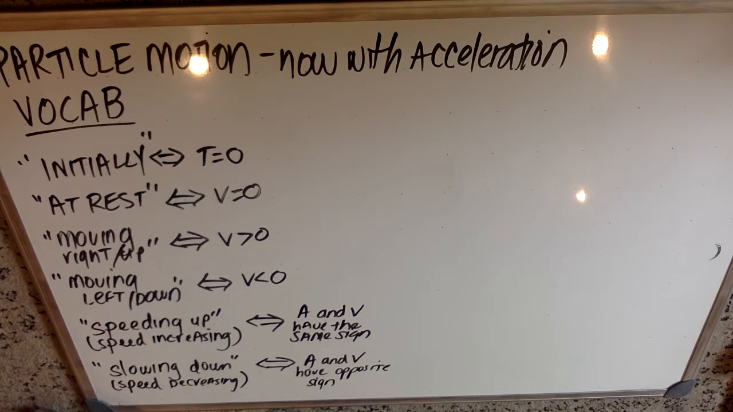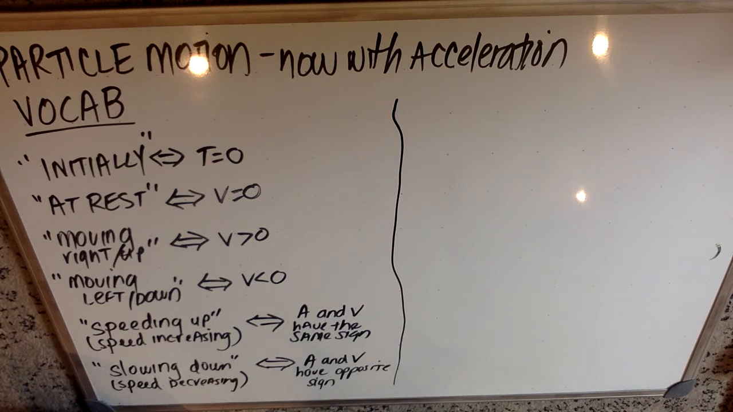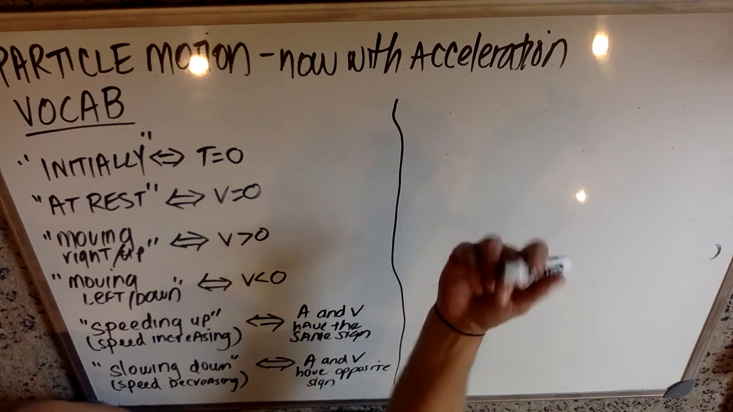Hopefully I'll remember at the end to address what speed is, because we haven't actually expressly talked about that yet. So let me walk you through the 4 possible examples that you have with acceleration and velocity to show you why.